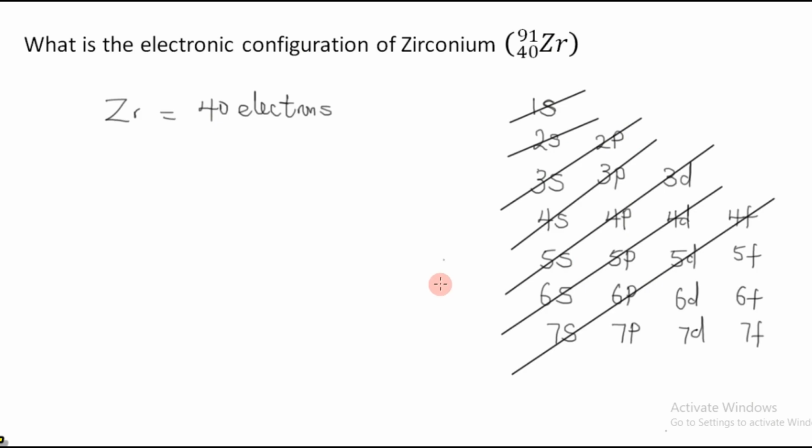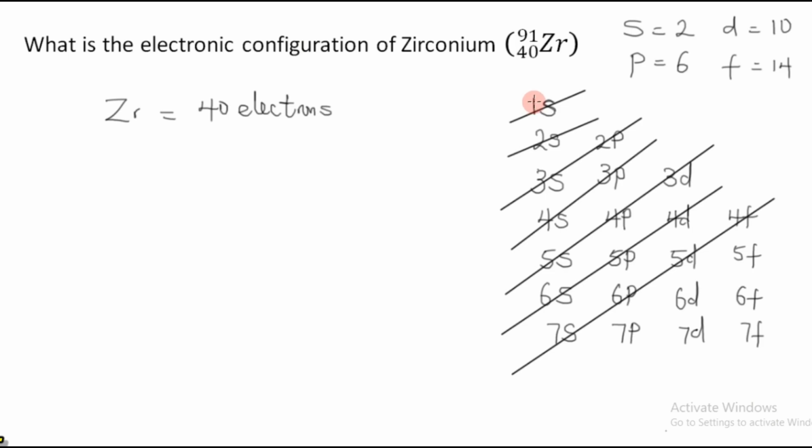You must remember that the s orbital will take a maximum of 2 electrons. The p orbital will take a maximum of 6 electrons. The d orbital will take a maximum of 10 electrons, and the f orbital will take a maximum of 14 electrons. So putting this into consideration, we have 40 electrons. So these are the 40 electrons we'll be configuring.